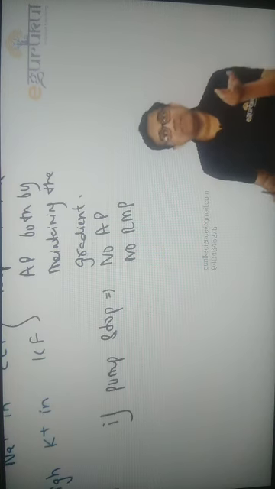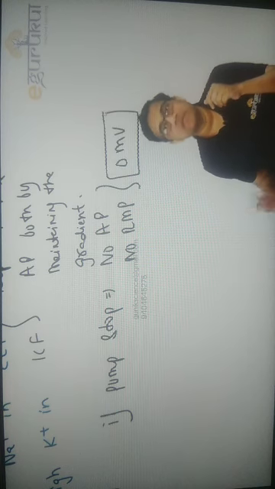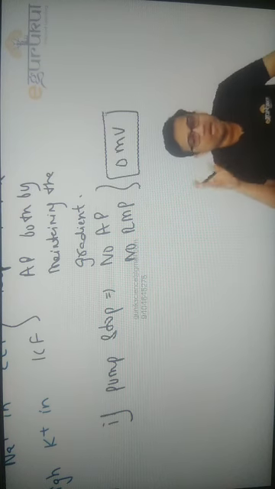So if the pump stops, there will be no AP and no RMP, and you get a flat line. Because the RMP is negative, and now you will get a 0 millivolt value. Are you clear? That means there will be no negative RMP, no AP. The entire system collapses. Are you clear now? So that is why it will stop.